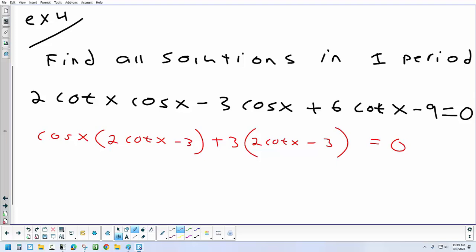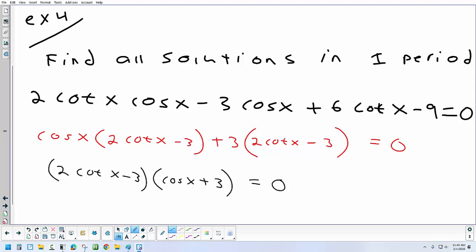Now that's exactly what needs to happen for factor by grouping. What can we factor out of each term now? So we went from 4 terms, now you're down to 2 terms. What do they each have in common? 2 cotangent x minus 3. Yeah, so factor that out. And what would that leave me with in the next parenthesis? Cosine x plus 3.